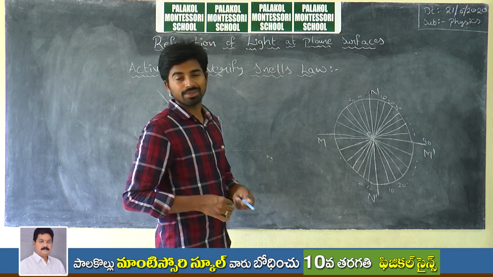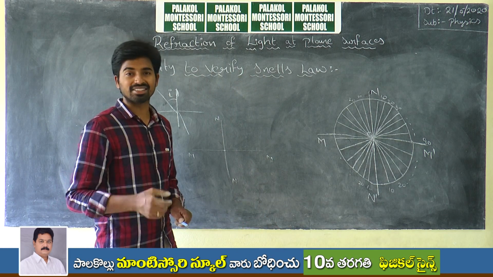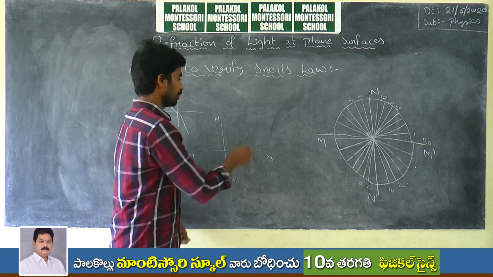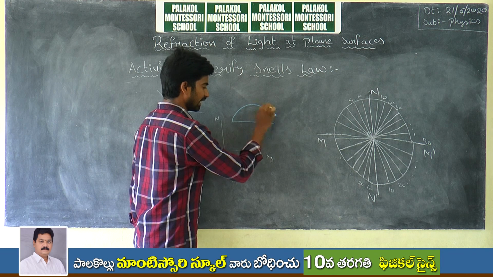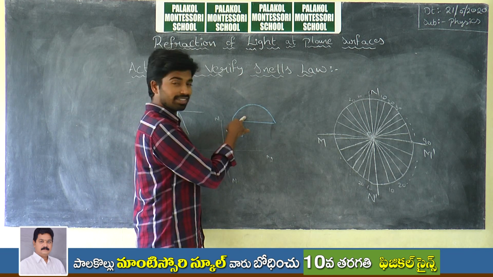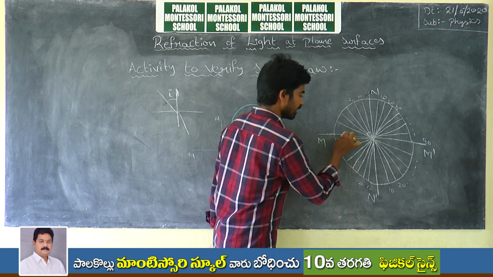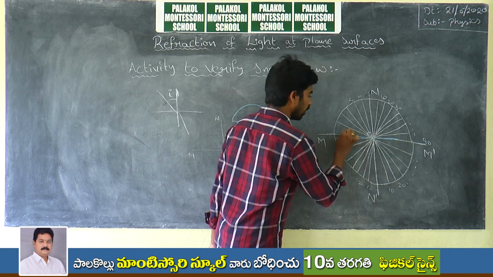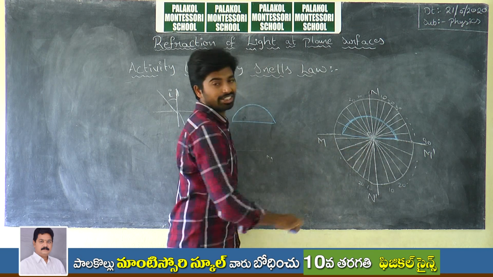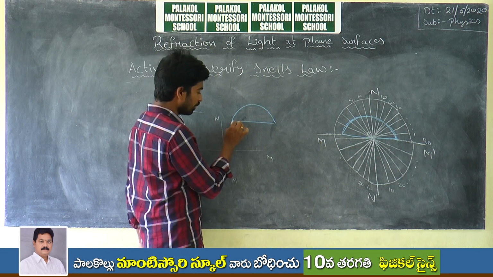Now consider a semicircular glass slab. You need to use a semicircular glass. Place this semicircular glass such that its diameter is along the horizontal line that you have drawn. You have to place this.